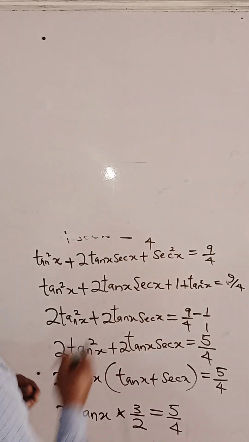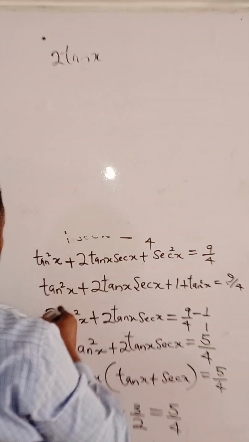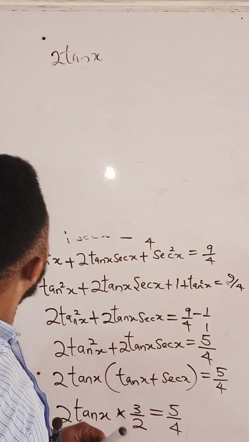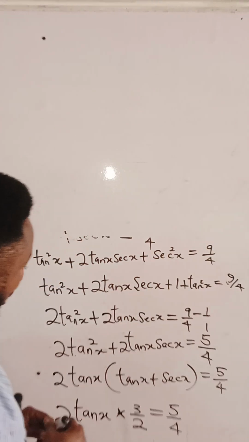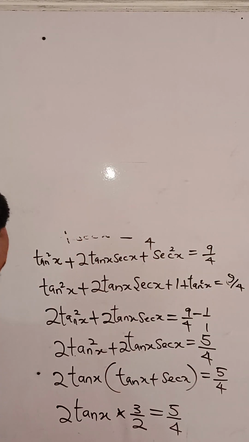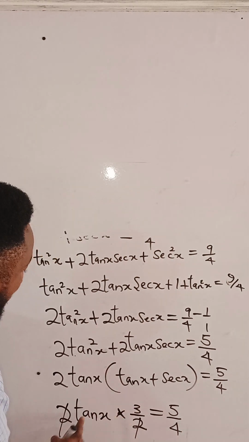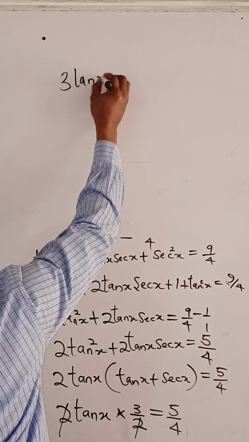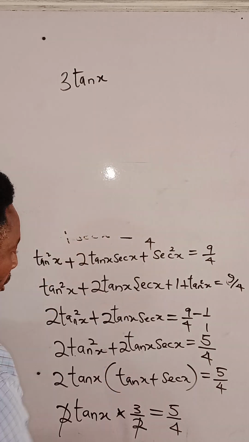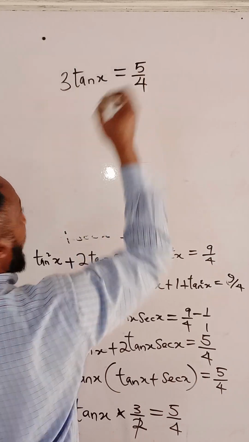Now, we have 2 tan x. Before we even do that, before we go up, 2 can cancel out 2. 3 multiplied by tan x should give us 3 tan x. On the right side, we have 5 over 4.